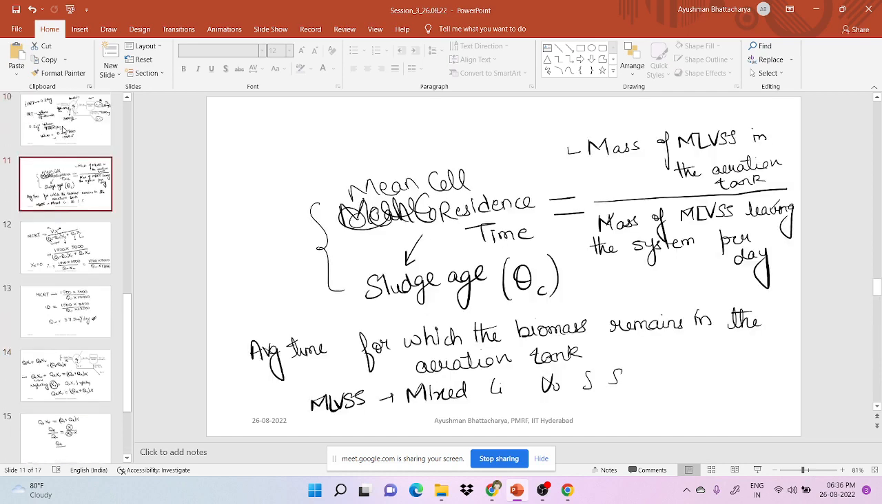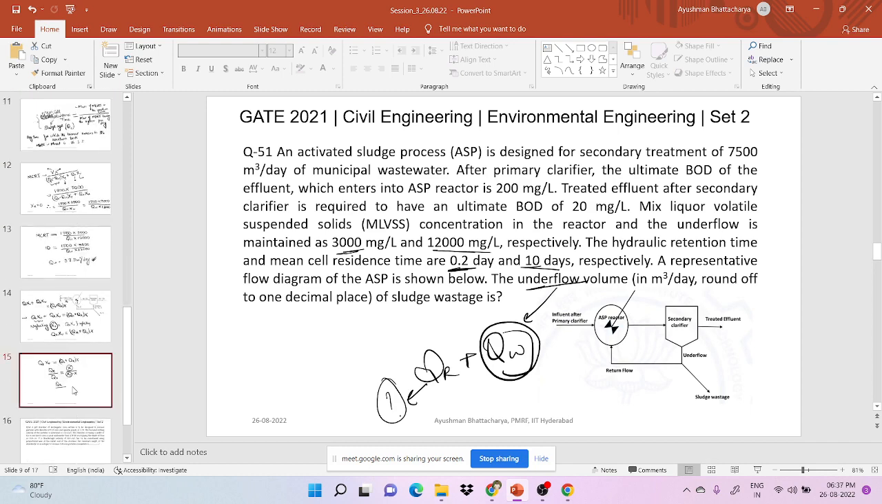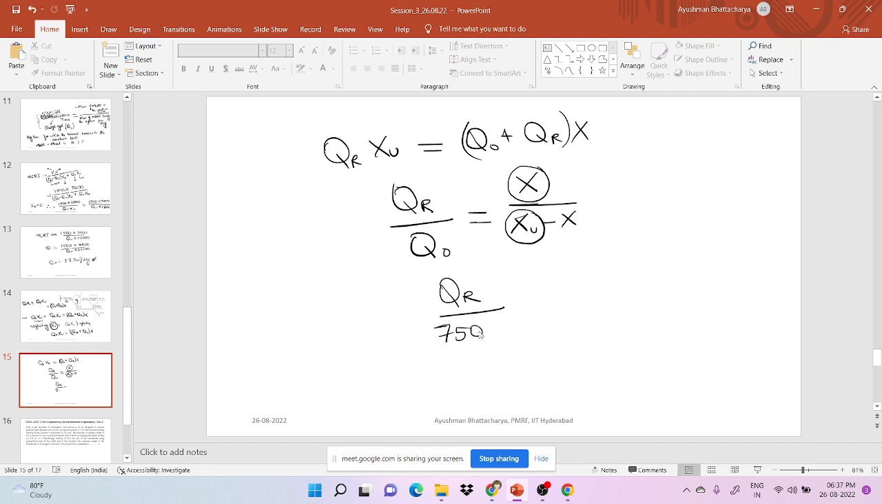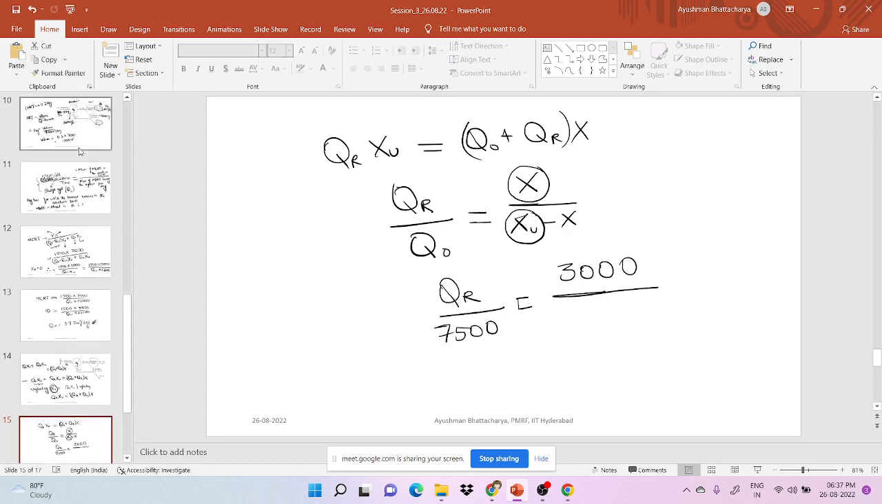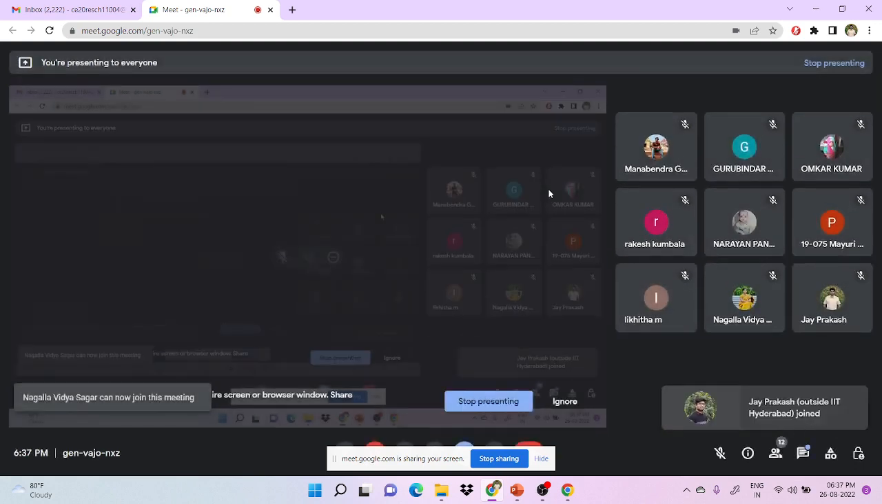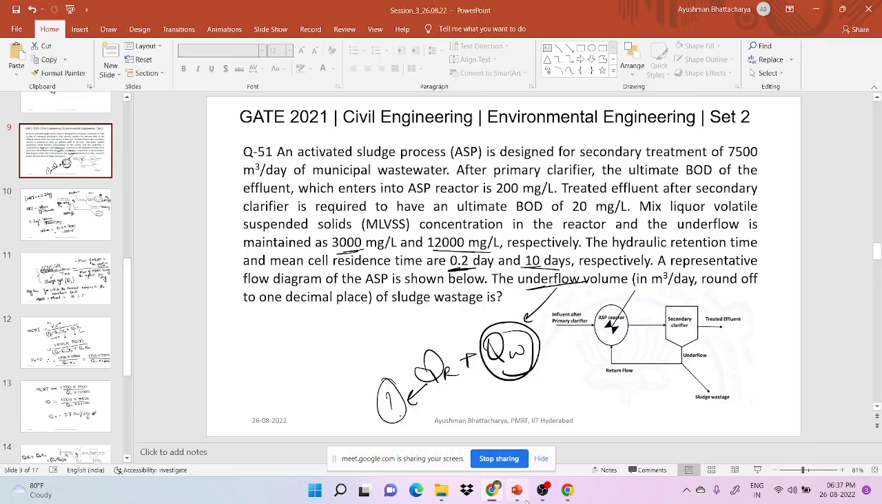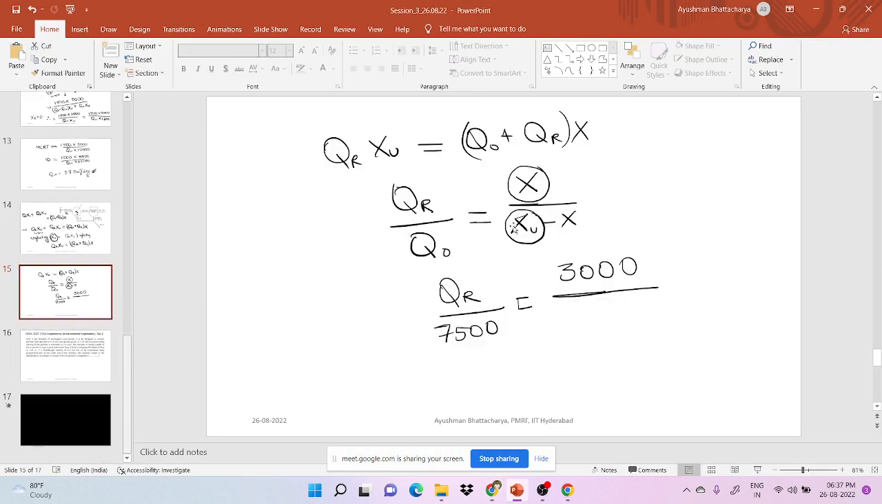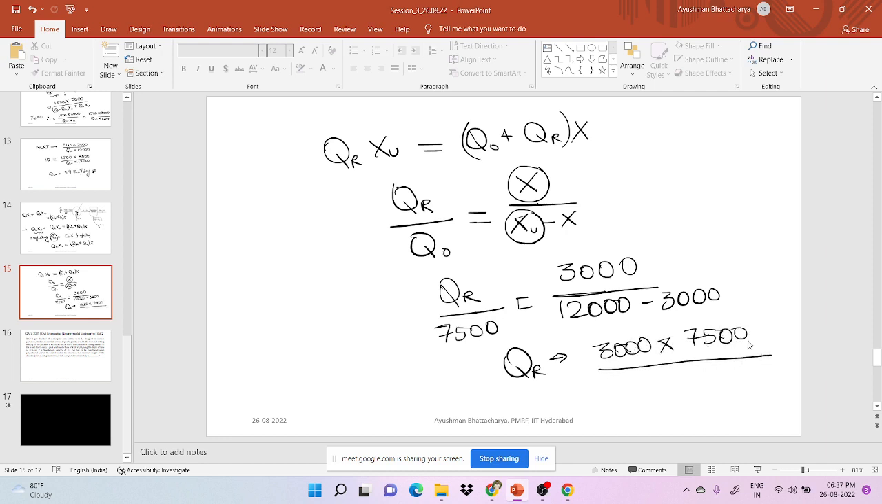Just going back to the question, Q naught is given as 7500 meter cube per day. X is given as 3000. XU is given as 12,000 milligram per liter. So this is 12,000 minus 3,000. Solving this, you will get the flow rate to be 3,000 into 7,500 divided by 9,000. So if you solve this, you will get a value of 2,500 meter cube per day.